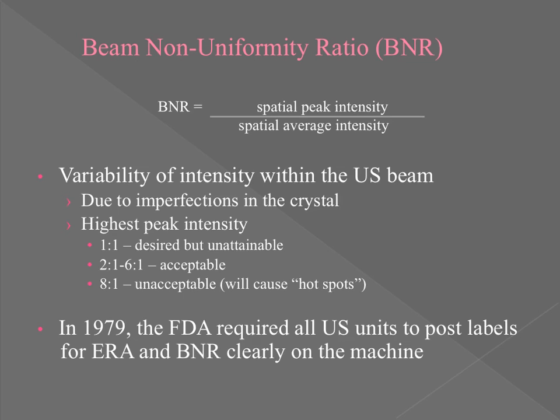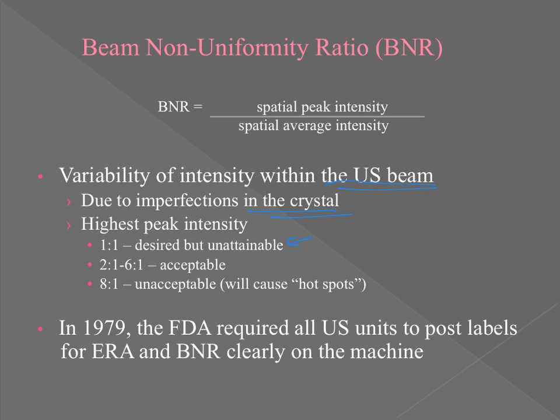So the BNR describes that variation between the peaks, the spatial intensity, and the valleys or the lows. We can think of this beam non-uniformity ratio as the variability of intensity within an ultrasound beam. Now, it's due to the imperfections in the crystal. And so what we have to think about is what's an optimal beam non-uniformity ratio. The ideal would be 1:1. What does that mean when I say 1:1? Anybody?